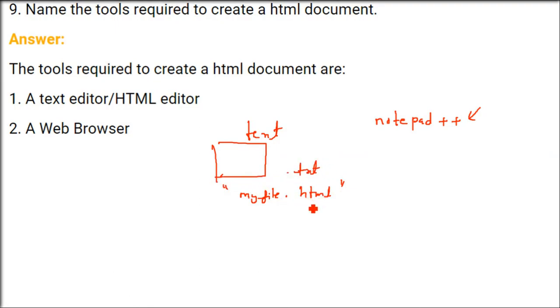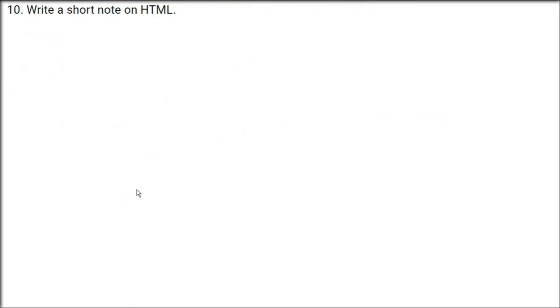Now you can save it using double quotes, because otherwise it will be saved as .txt. You have to save it as "myfile.html" in double quotes. So Notepad++ is the best way to write, and once you make the program, just use a web browser: Opera, Google Chrome, Internet Explorer, Safari. There are so many. Firefox.